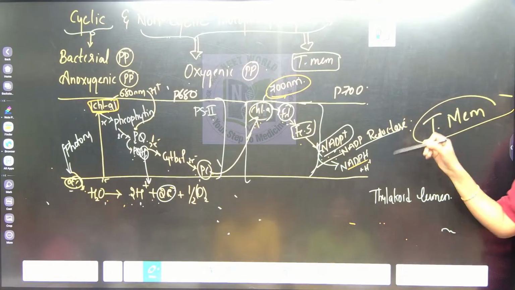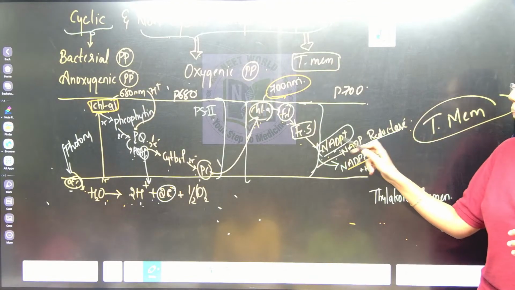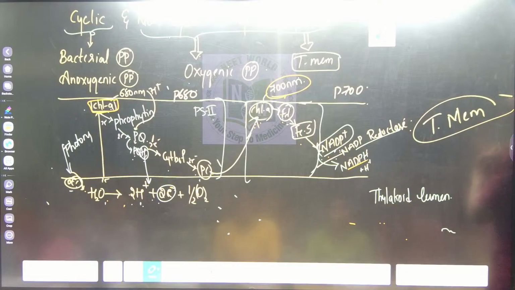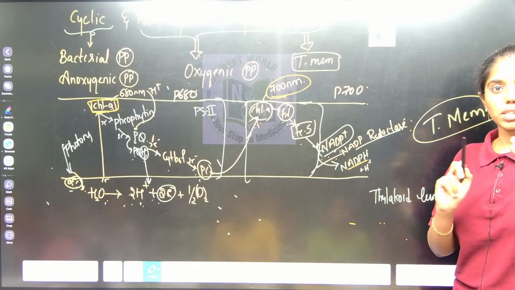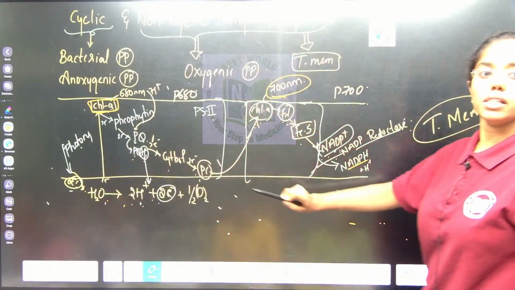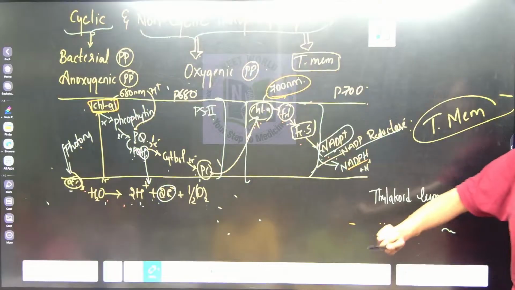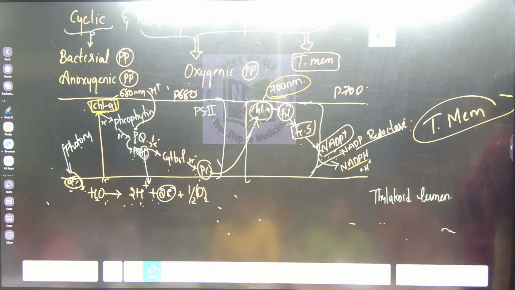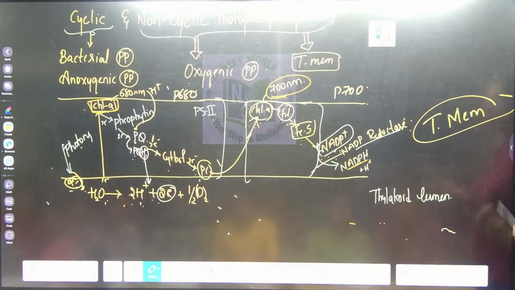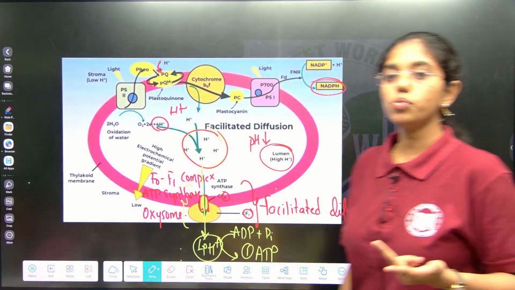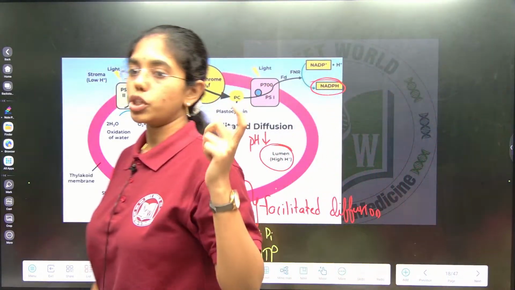By the enzyme NADP reductase, NADP plus is reduced to NADPH plus H plus. Clear with the first two reactions? First is absorption of light in the form of photons, second is photolysis of water, third is formation of assimilatory power. You got to know how NADPH is formed. After this, we have also learnt about formation of ATP from chemiosmotic hypothesis, which is given by Peter Mitchell.